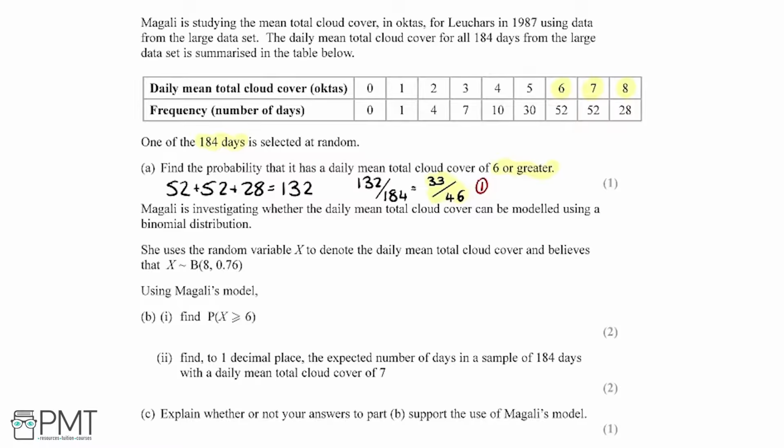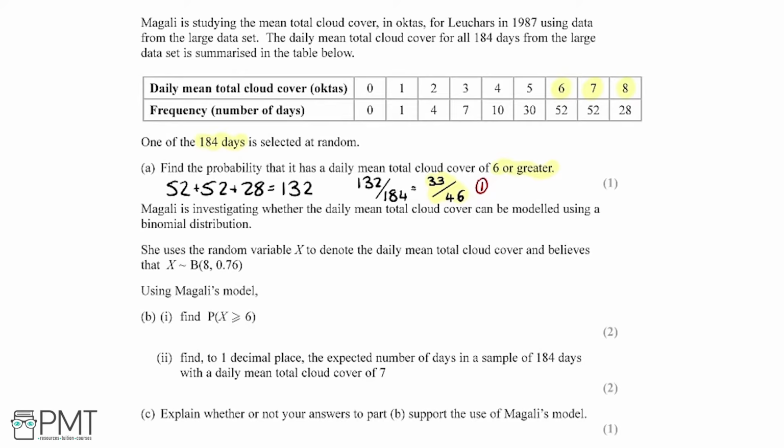So next it says that Magali is investigating whether the daily mean total cloud cover can be modelled using a binomial distribution. She uses the random variable x to denote the daily mean total cloud cover and believes that x can be modelled by this binomial distribution here. Using Magali's model, we need to firstly, in part B, find the probability that x is greater than or equal to 6.